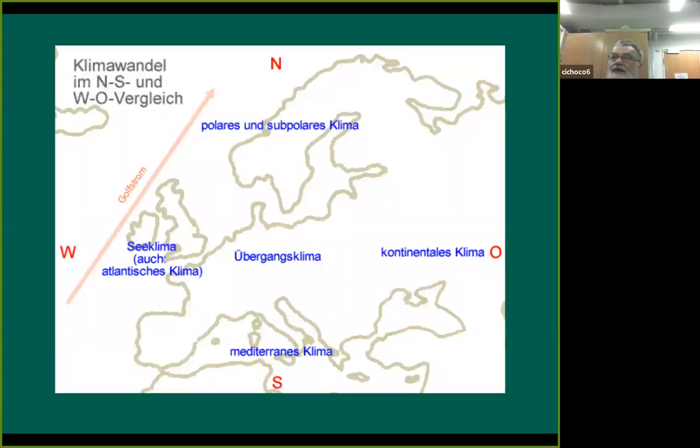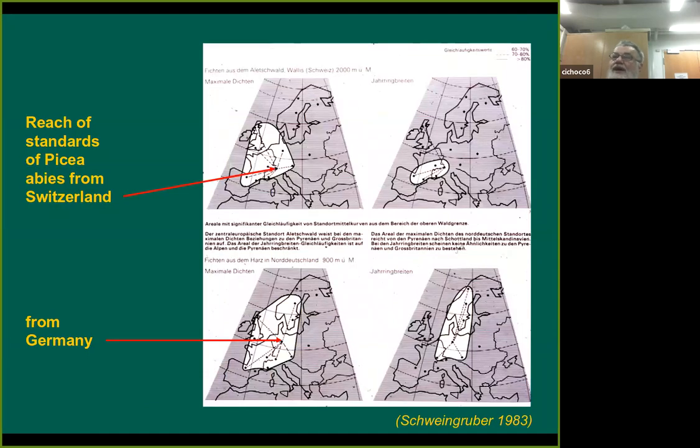So again here these climatic areas are demonstrated, and of course the Gulf Stream is one of the most important climatic impacts, and we have mainly westerly winds which drive the several climatic units across Europe. And this is why standards have different reaches. Usually they can only be used quite locally.